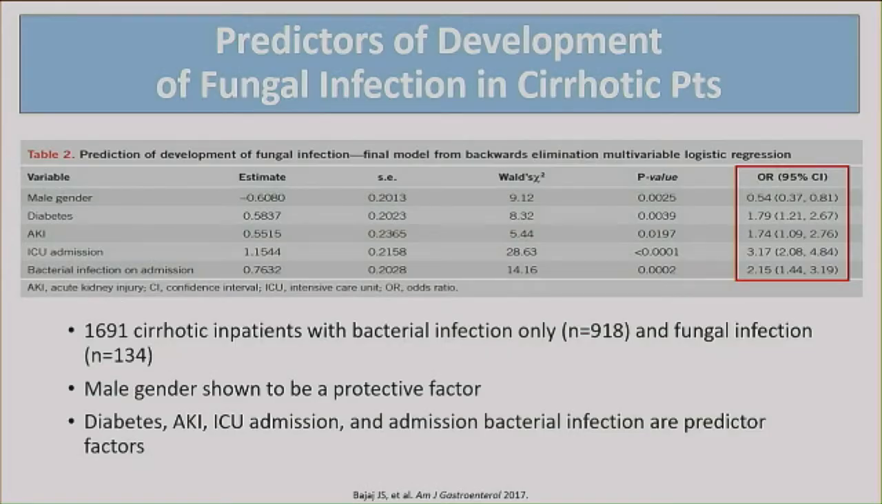So the predictors of development of fungal infections in cirrhotic patients, you can see that this is a study in 1,691 cirrhotic patients with bacterial infections and 134 fungal infections.